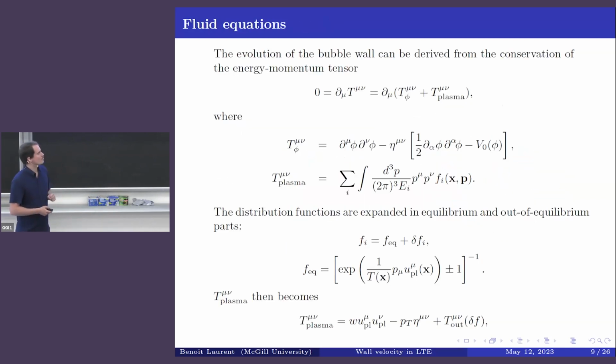So now, how can we actually compute this wall velocity? The first thing we can do actually is just require that the energy momentum tensor is conserved in the plasma.